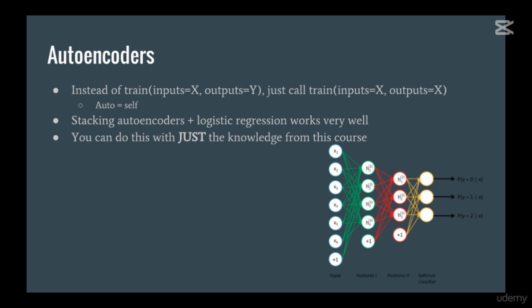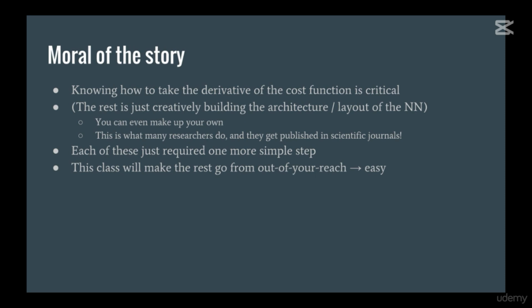But just because these are really simple doesn't mean they aren't awesome. One big advancement in deep learning was that we learned that you could stack a bunch of autoencoders together, put a logistic regression layer at the end, and get better predictions than just a plain deep neural network. And you can do all that using just the knowledge you learned in this course. So what is the moral of this story?